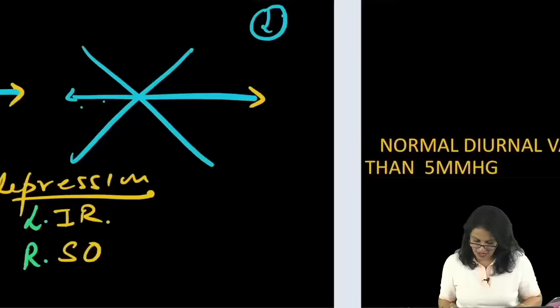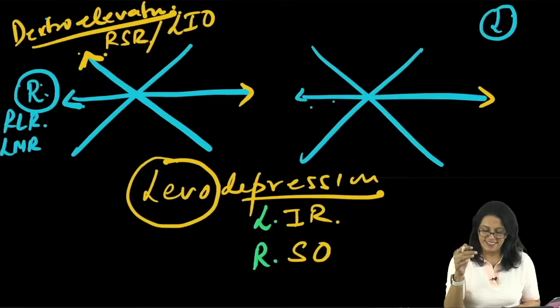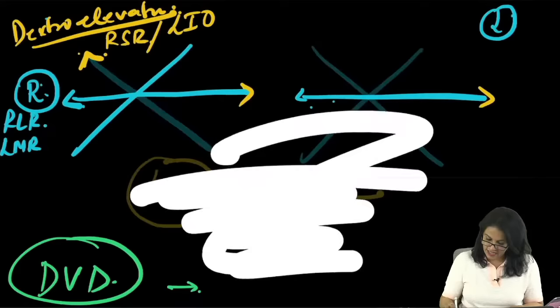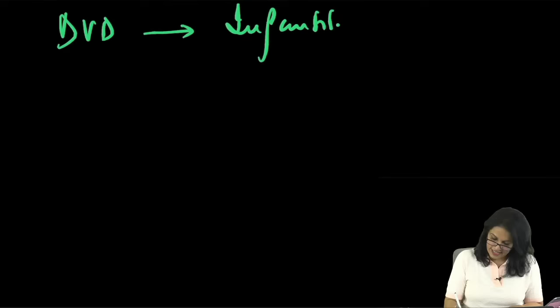Which is the condition, if you're preparing for INI-CET, which does not obey Herring's law? Remember DVD. I have given one pointer there for DVD as dissociated vertical divergence. Where do you see DVD? Infantile esotropia. Let's not forget this, okay? So DVD is dissociated vertical divergence, and it is a feature of infantile esotropia, right?